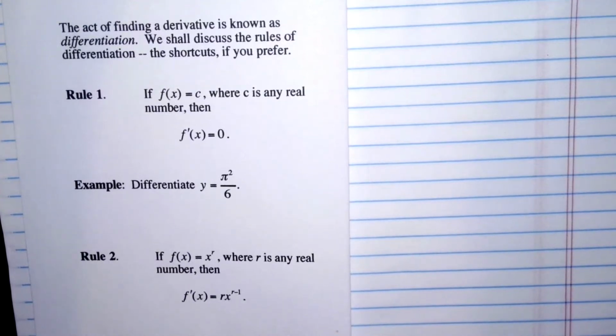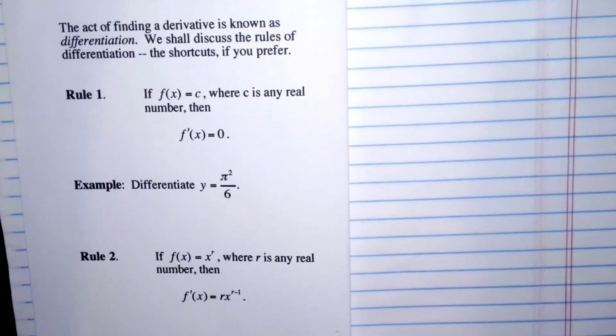In this video, we're going to talk about differentiation rules. Differentiation is the act of finding a derivative. So instead of doing that long process with a limit, we're going to talk about the shortcuts for finding derivatives. And the first one of these is rule number one.